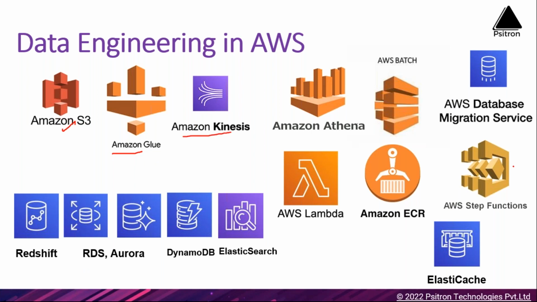Otherwise, let's say you have streaming data coming in. Let's say you're working in a digital marketing company where you have a stream of data coming into the picture. You might need to use a streaming service called Amazon Kinesis. You want to do some analysis on Athena. Let's say you want to do some batch transformations by using AWS Batch. There are different varieties of databases that you need to know in order to handle data. Let's say you want to use Redshift again for data warehousing.